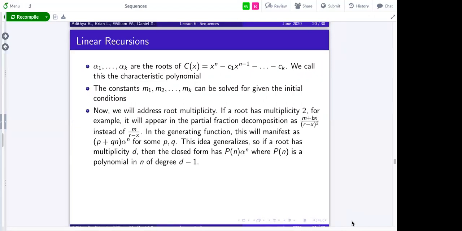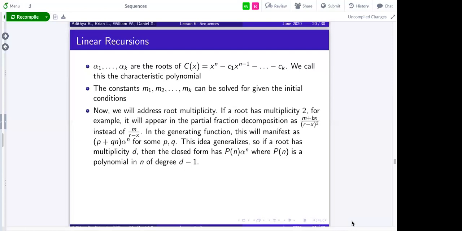We already have that term, but we're also going to get some constant times n times alpha to the n, because we're going to have some term which is some constant over (r minus x) squared. And as we've done multiple times before, this makes a generating function where each term is also multiplied by its exponent. So in fact, this idea is going to generalize. If we have a root with multiplicity d, then in the closed form, the term corresponding to this root is going to be of the form p of n times alpha to the n, where p of n is a polynomial in n of degree d minus 1.